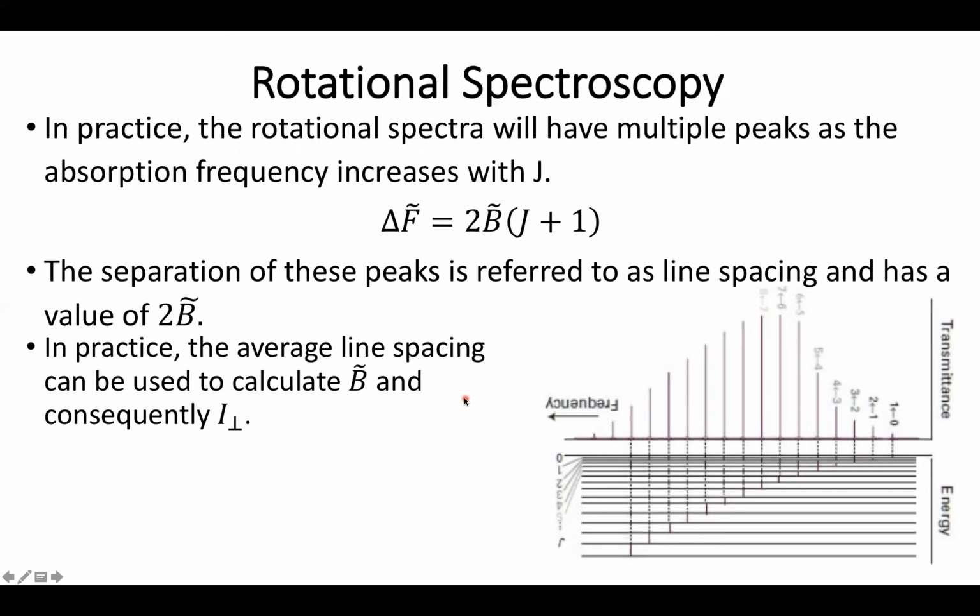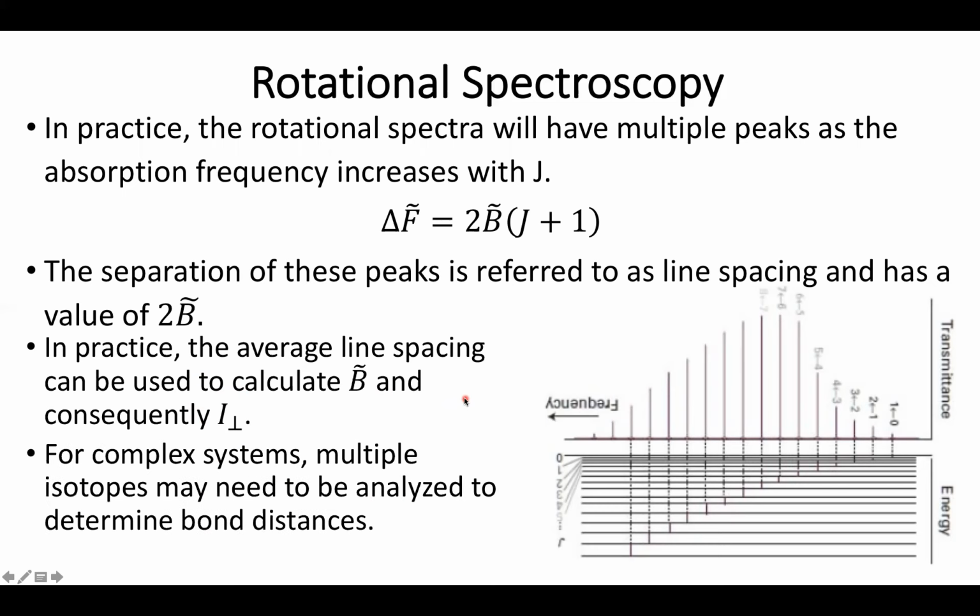However, one of the things to make note of is if I've got a more complex system, like a symmetric system, we might have to use multiple isotopes to determine all of the various bond distances present, because many different bond distances can go into calculating a single moment of inertia. So that is worth noting.